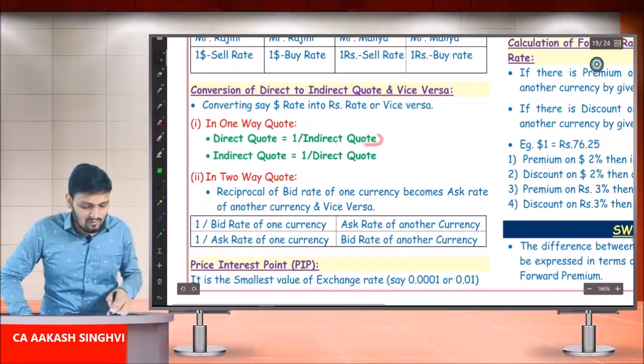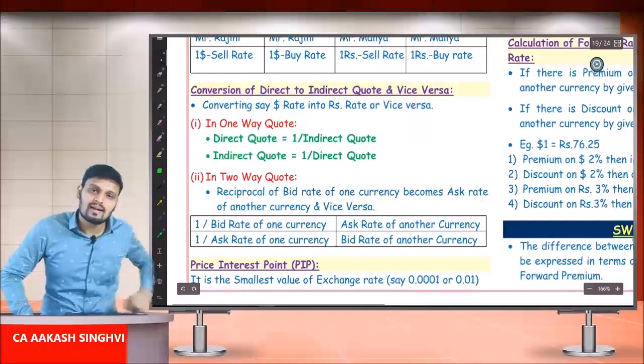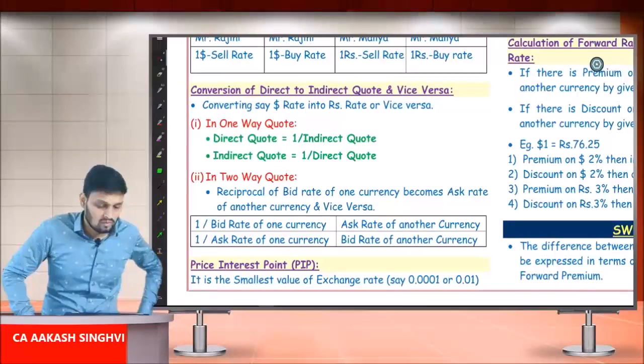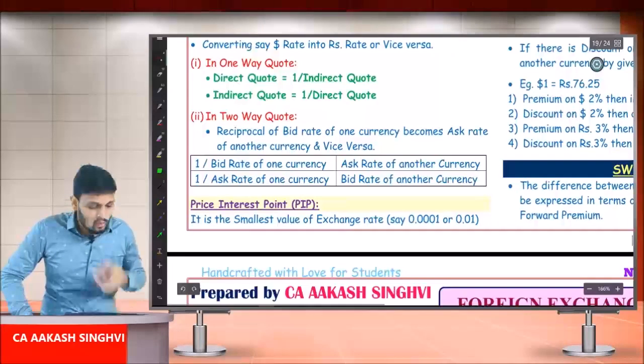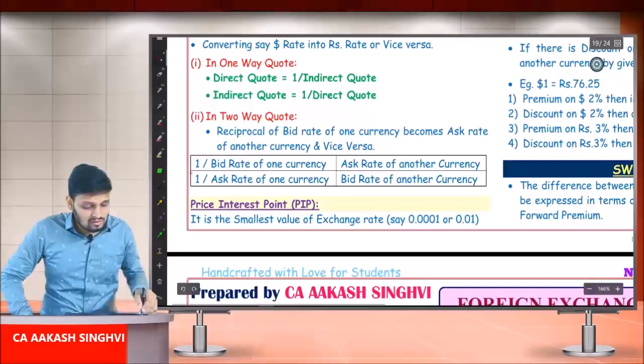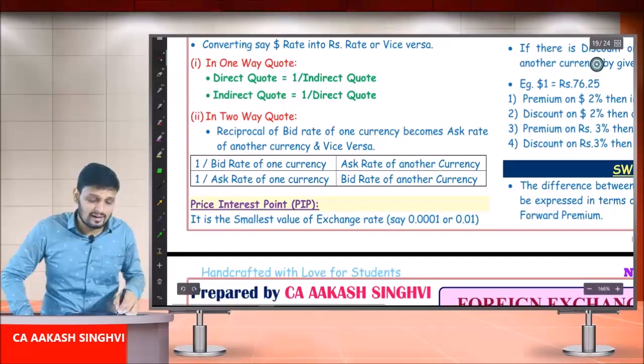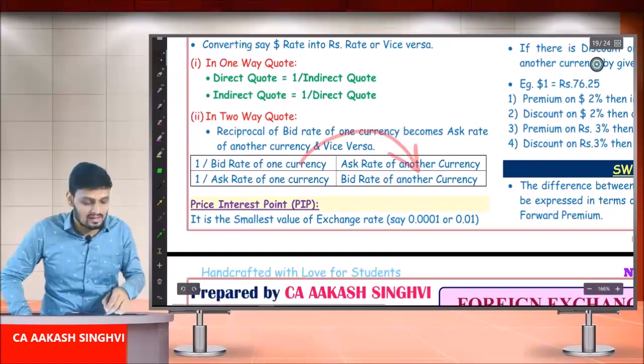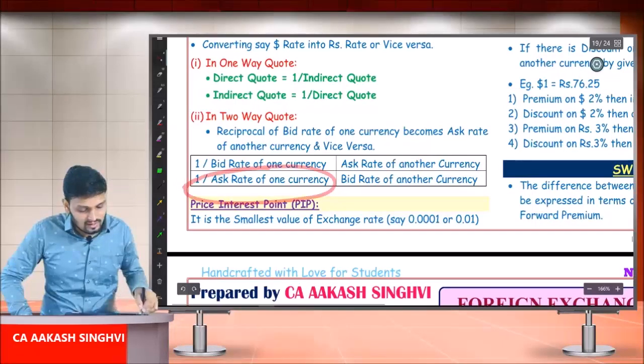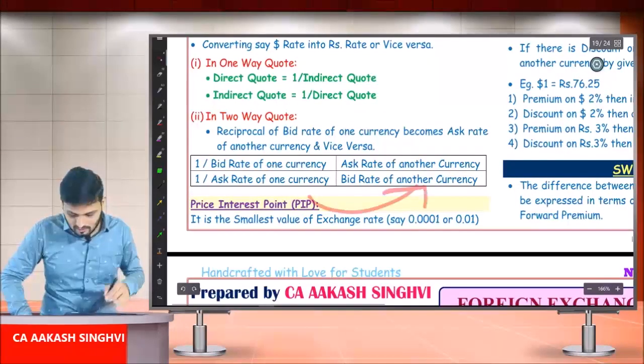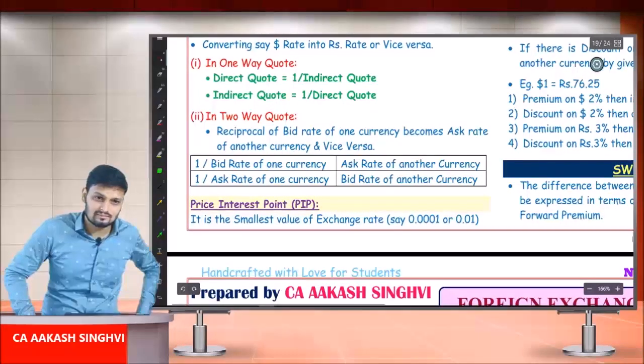Direct quote: 1 divided by the indirect quote will give you the direct quote, and 1 divided by the direct quote will give you the indirect quote. In two-way quotes, 1 divided by the bid rate of one currency will give you the ask rate of another currency, and 1 divided by the ask rate of one currency will give you the bid rate of another currency.